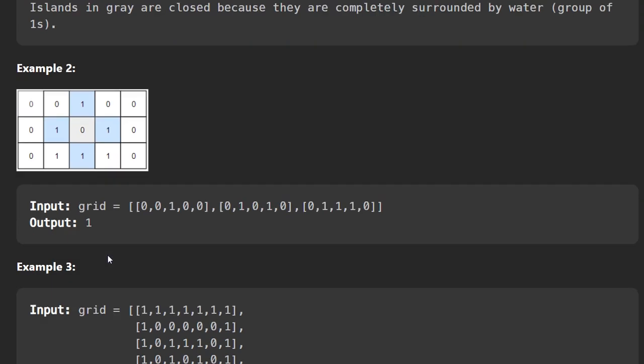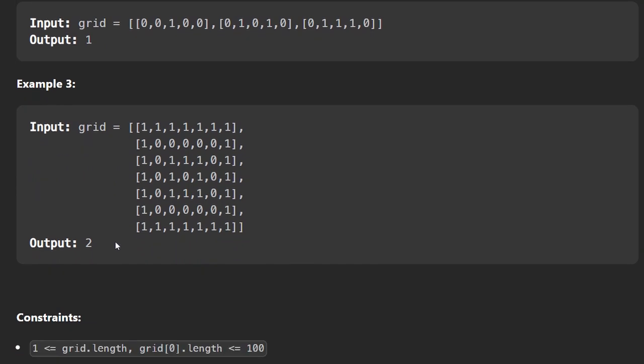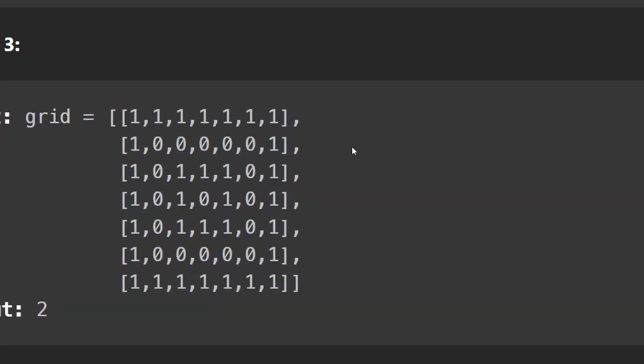The number of closed islands is one. Now coming to example three. I hope you are able to see my mouse.